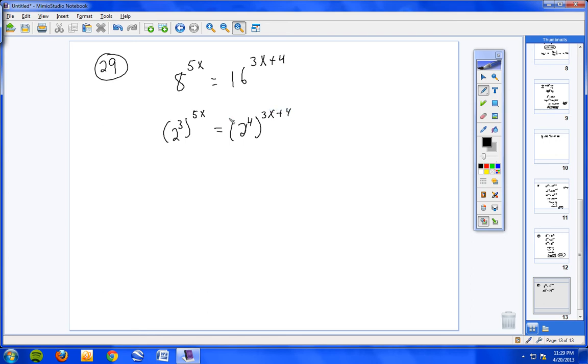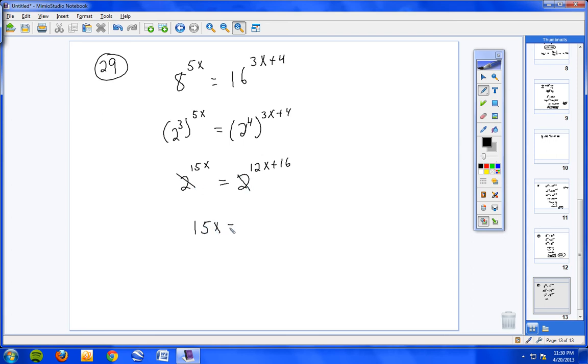So 2 to the third power is 8, so I substitute that for 8. 2 to the fourth power is 16, so I substitute that for 16. And now we go ahead and simplify. So 3 times 5x would be 15x. And then over here we have 4 times 3x and also 4 times 4. So we would have 2 to the 12x plus 16 power. Now, step 1 did say to write both sides with the same base, and we've done that. Step 2 says to then go ahead and cancel out your bases and set your exponents equal to each other.